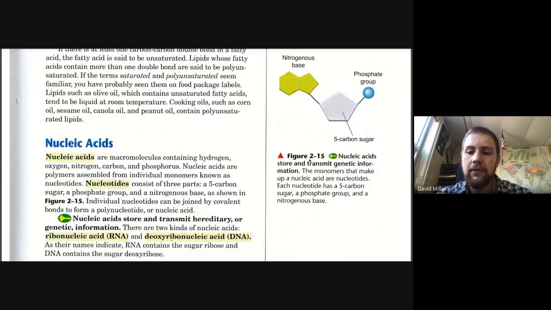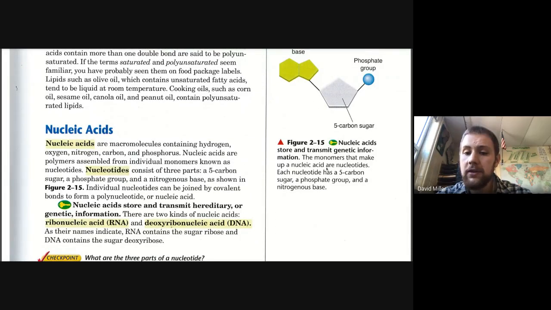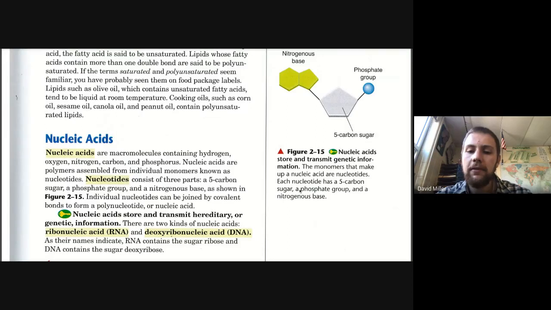Figure 2.15. Nucleic acids store and transmit genetic information. The monomers that make up a nucleic acid are nucleotides. Each nucleotide has a 5-carbon sugar, a phosphate group, and a nitrogenous base.